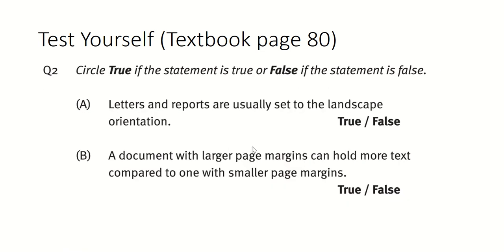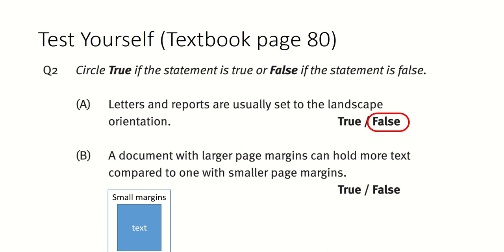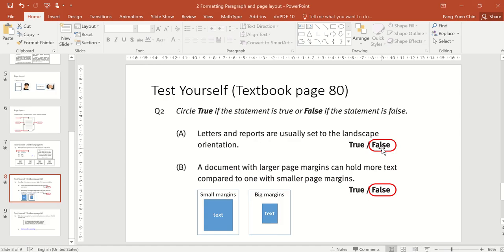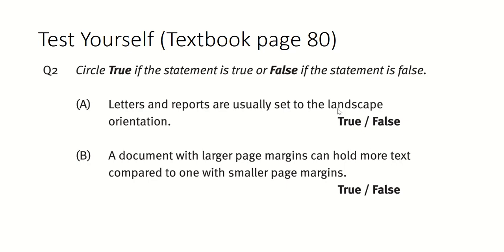Okay, next, circle true if the statement is true, false if the statement is false. Letters and reports are usually set to the landscape orientation. What is landscape orientation? The horizontal orientation. So the answer is false. Okay. You don't read your reports and letters horizontally. You read them vertically. So the answer is false.